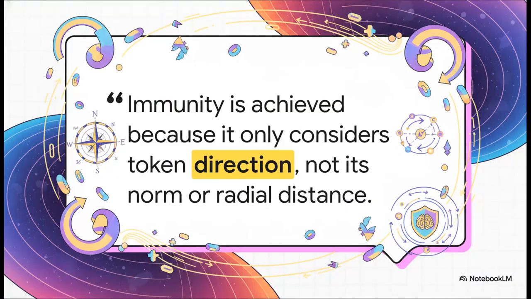And this is the brilliant part of the mechanism. The model is literally engineered to be blind to the temptation of infinite radius. It doesn't care how far a token is from the center. It only cares about the relative angles between different concepts. And that makes it immune to that self-destructive urge to just fly away.